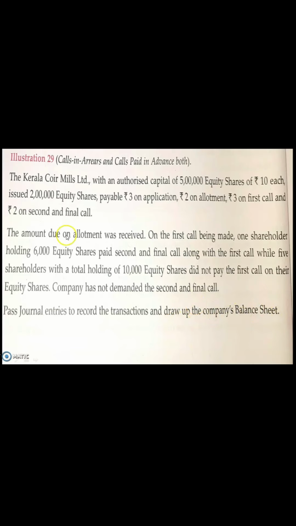So let us summarize this problem first. How much is the issued capital? It's 2 lakh. How much is the face value of that share? That is nominal value, 10 rupees. And what are the installments? Application 3 rupees, allotment 2 rupees, 3 on first call and 2 on the second and final call. Now, till allotment you have received the whole money.